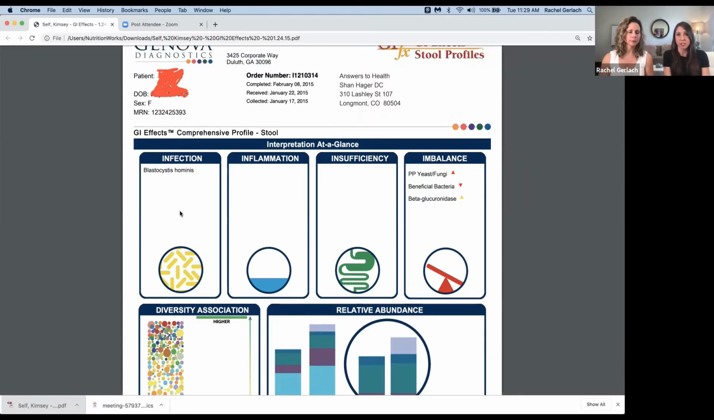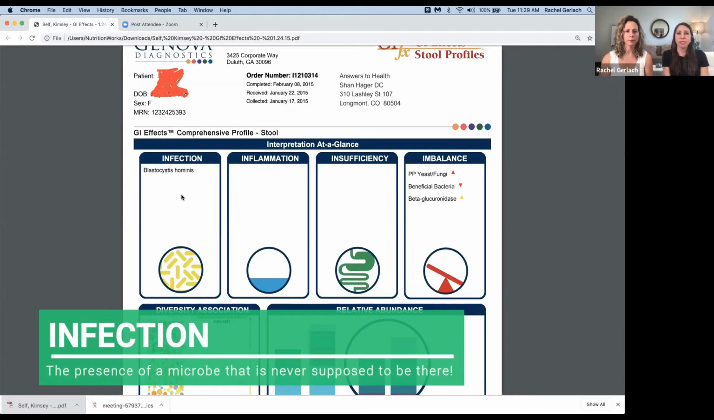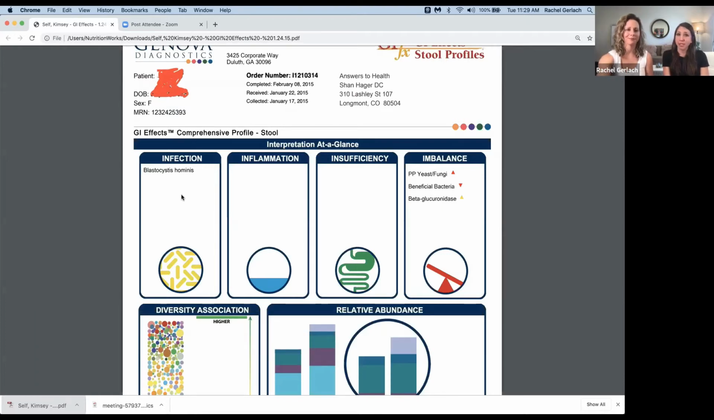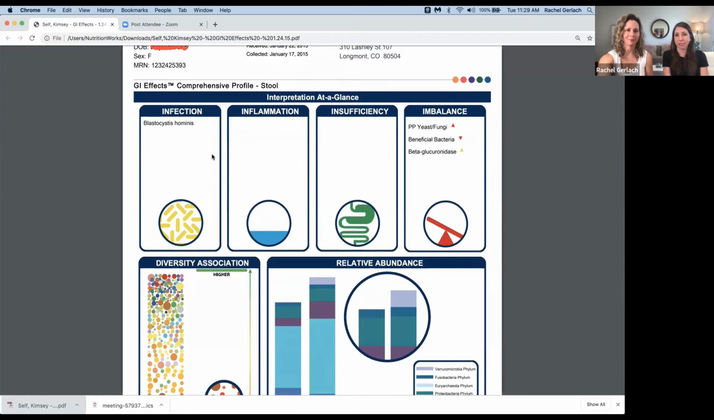This test looks at the 4 pillars, if you will, of intestinal health. Moving from left to right, kind of in order of most important to least, is infection first, inflammation, insufficiency, then imbalance. This first page is the interpretation at a glance, and then we'll dive into each of these more in depth. Infection refers to the presence of a microbe that is never supposed to be there. In this example, we see a protozoan parasite called Blastocystis hominis, a very common parasite. We'll talk about that in just a minute.